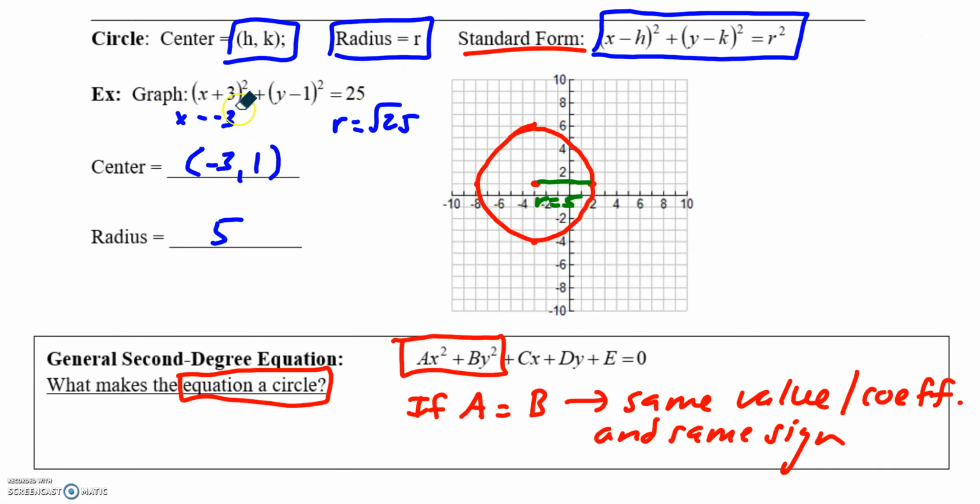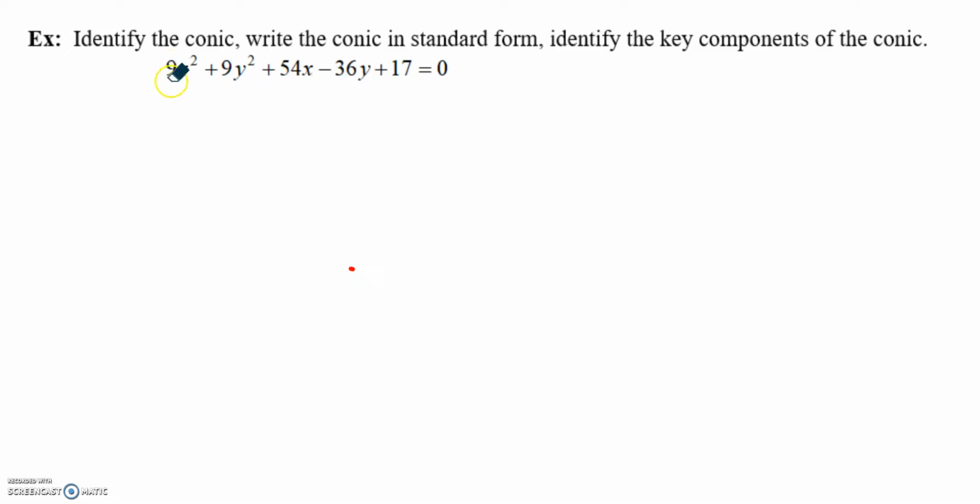So we need to get parentheses. Also, before I start, notice that the two squared terms have the same value and have the same sign. So I know it has to be a circle. Here's what I would do to complete the square in order to get this to look like the original circle formula, the standard form. We do want to complete the square because that's one way we can get parentheses.